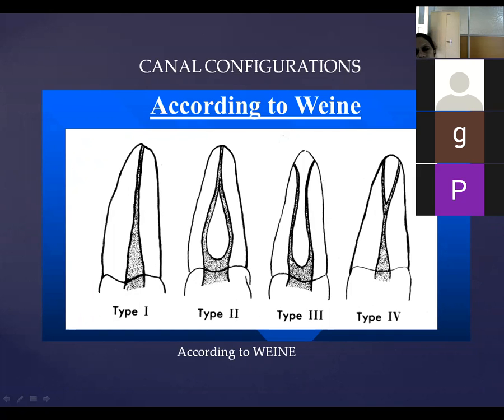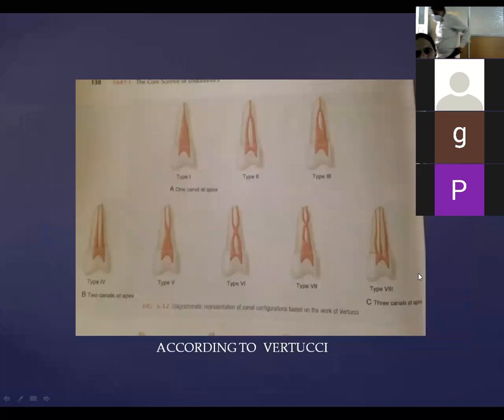Type 3: two canals start from the pulp chamber and two canals open at the apical area, starting with two canals and ending with two canals. Next is starting with one canal, leaving the pulp chamber as one canal, but in between it bifurcates into two different canals. This is type 4 configuration. Next is Vertucci's classification.